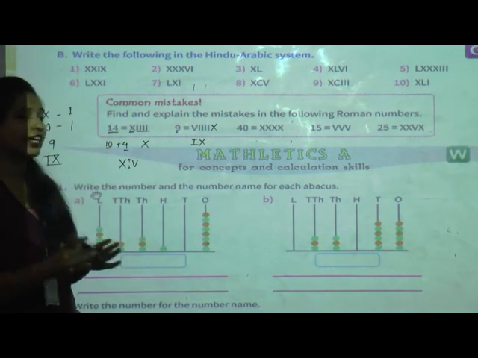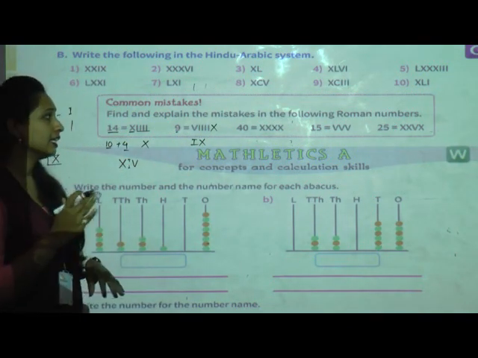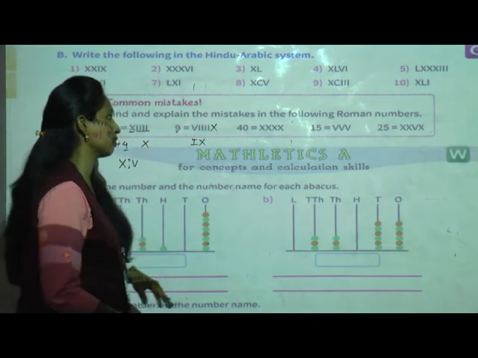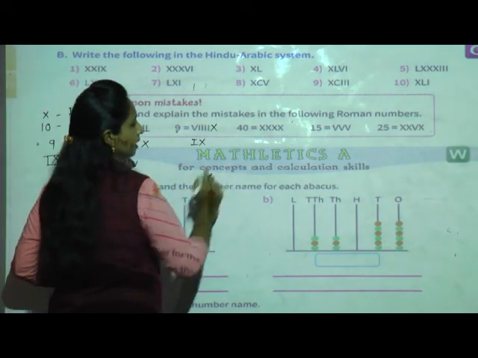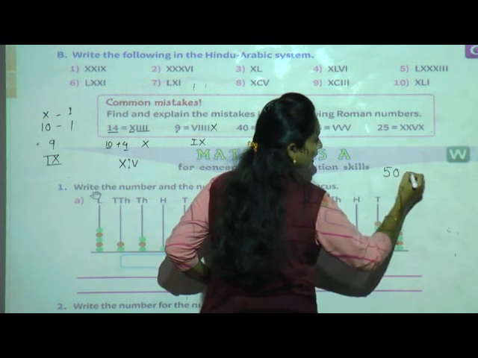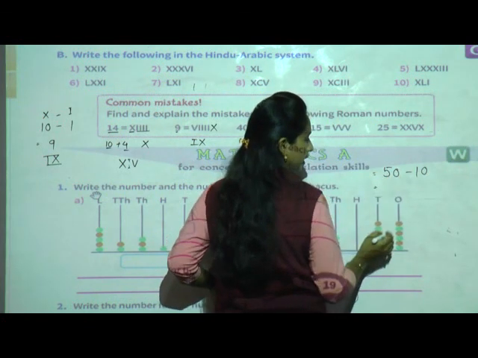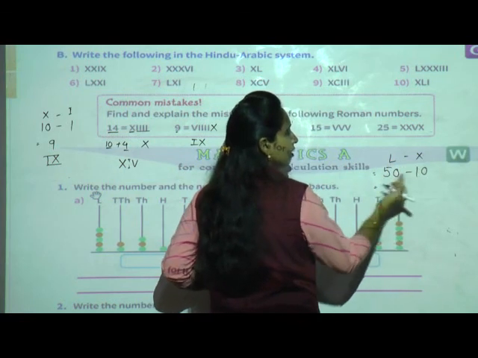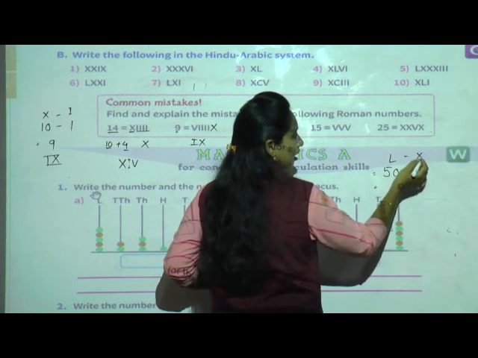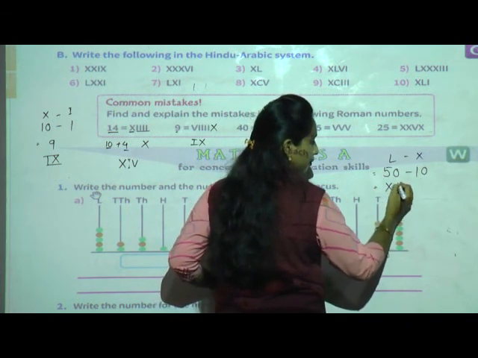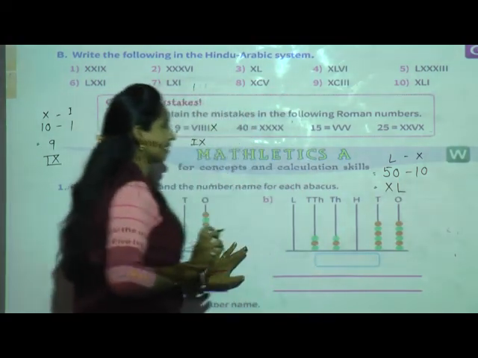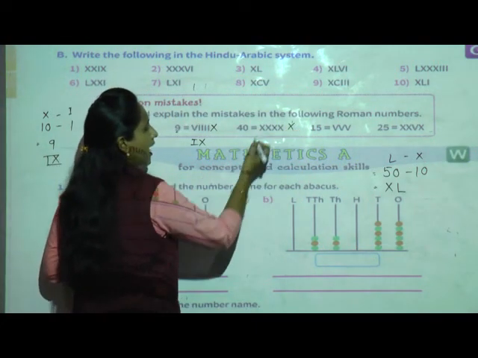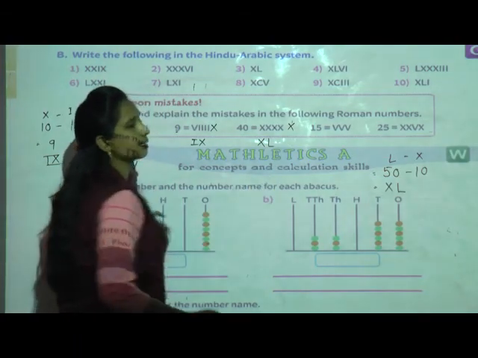Now what about 40? X also we can repeat only 3 times, up to 30. Then what about 40? We cannot repeat X 4 times. The same rule applies here also. How do we get 40? 50 minus 10 is equal to 40. So 50 is represented by L and 10 by X. Whenever we subtract, we write the smaller number to the left of the greater number. So X and L. You should not write X 4 times. This is wrong. 40 is represented as XL.